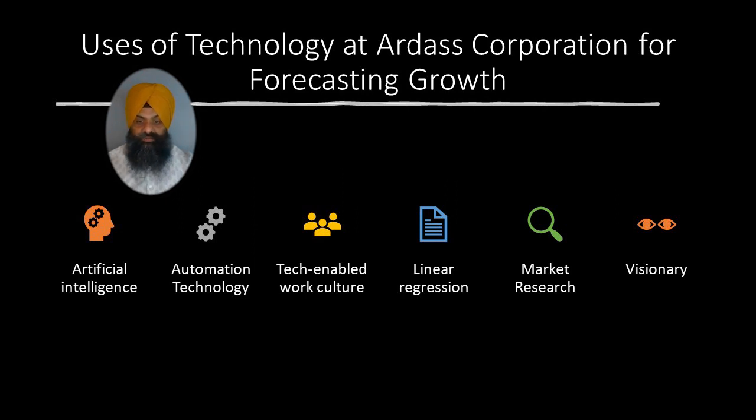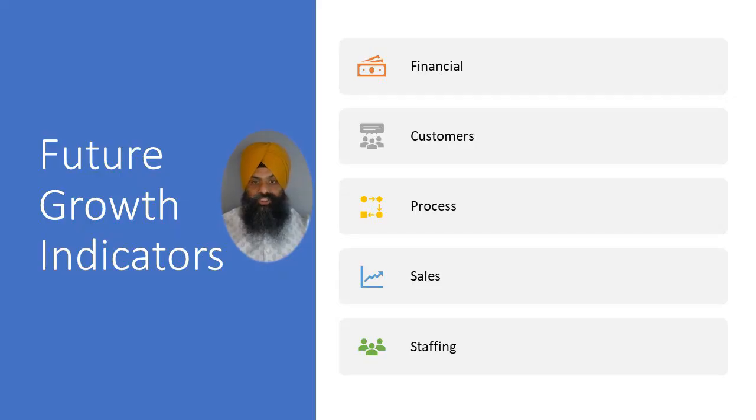Ardass conducts panel consensus through the internet and remote work technology for recommendations to maximize production and minimize the use of resources for the future growth. Visionary forecasting is conducted at the Ardass management level using experts' past and previous experience to prepare effective strategies for future growth of the objectives. The organization's primary growth indicators are financial, customer, process, sales, and staffing metrics. Financial metrics focus on profit margin and revenue in deliverables.